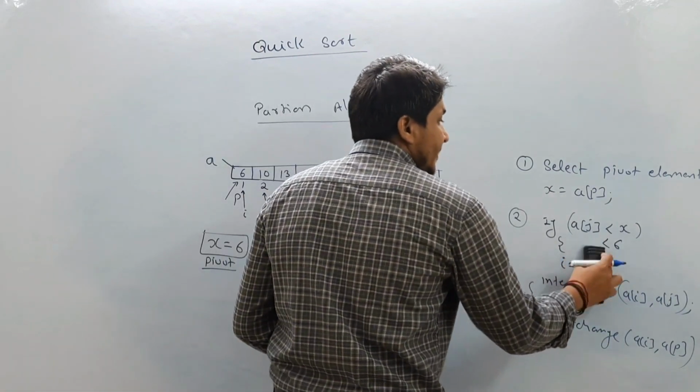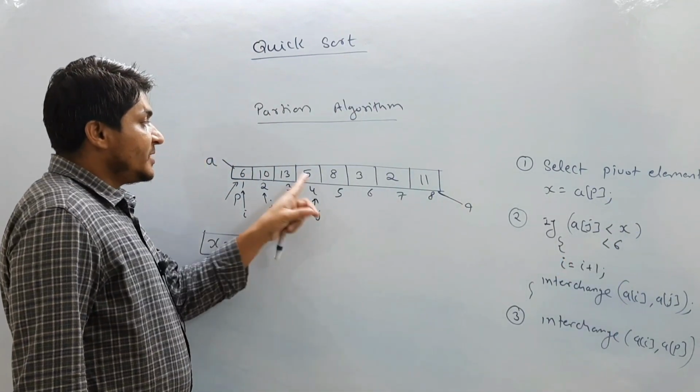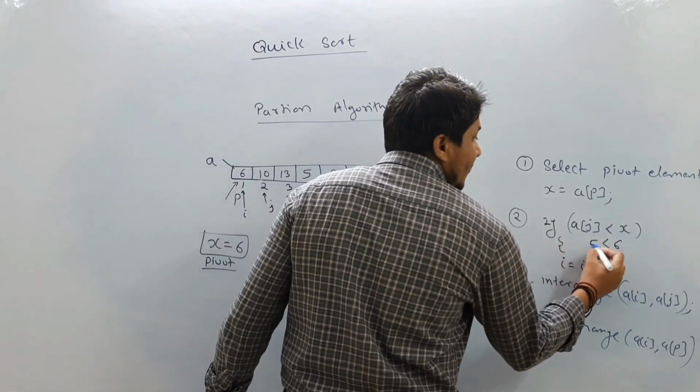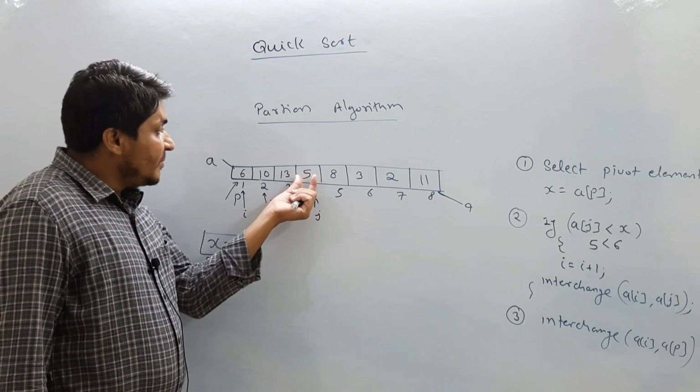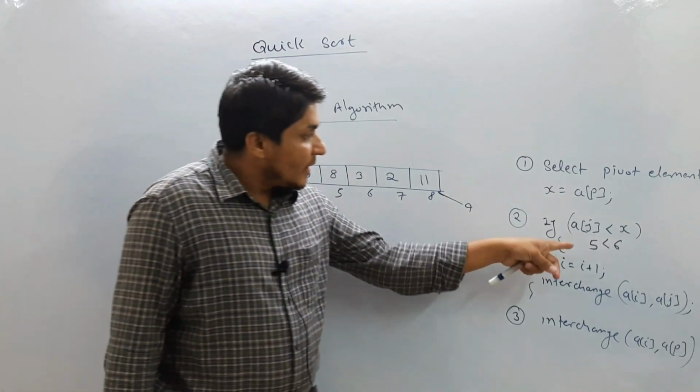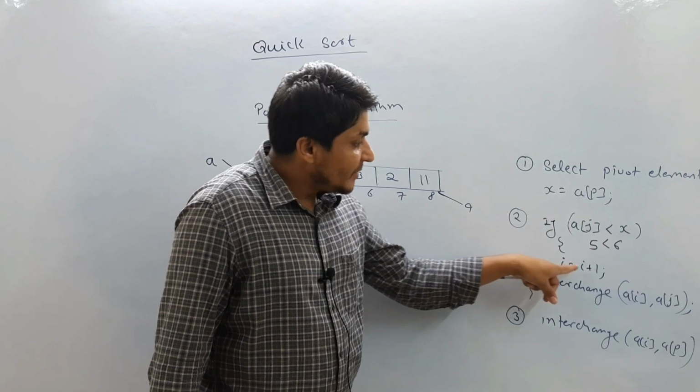Now let us compare. A of j means what? A of j means 5. Now 5 less than 6, condition is true. It means I got smaller elements than pivot elements. Then what I need to do? I have to increment the value of I first.